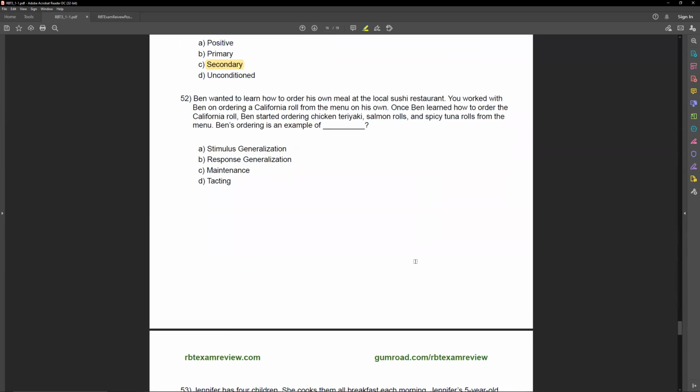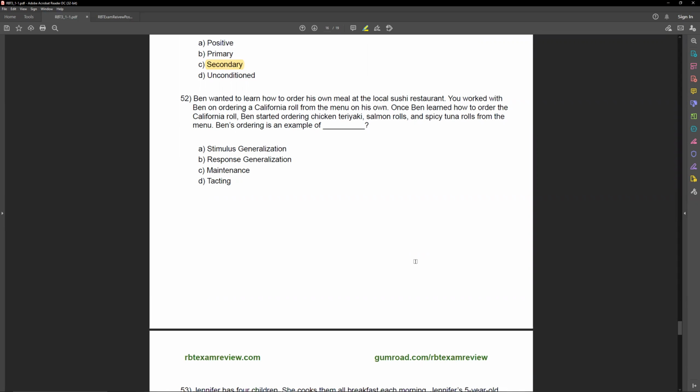52, Ben wanted to learn how to order his own meal at the local sushi restaurant. He worked with Ben on ordering a California roll from the menu on his own. Once Ben learned how to order the California roll, Ben started ordering chicken teriyaki, salmon rolls, and spicy tuna rolls from the menu. Ben's ordering is an example of what?